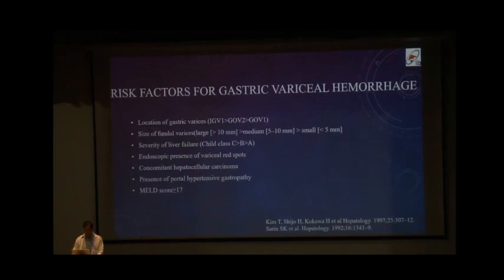One is the location of gastric varices, the size of gastric varices, which can be divided into large, medium, or small, and severity of liver failure. So a MELD score of typically more than 17 is considered to be high-risk varices. The endoscopic presence of red spots, HCC, or presence of PHG have been shown to have higher risk factors or higher rates of bleeding in this group of patients.